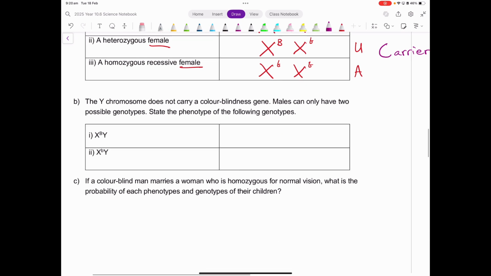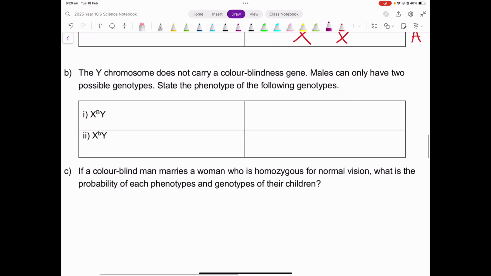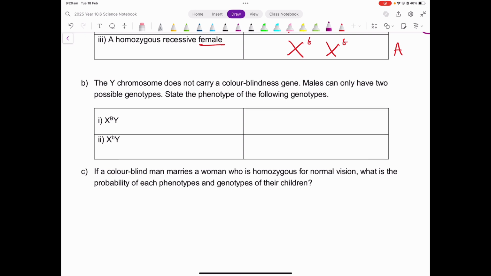So, the Y chromosome does not carry a colour blindness gene. Males can only have 2 possible genotypes. State the phenotype. Okay? There's only 2 genotypes. And again, the reasoning here is either dominant or recessive. They only get 1 copy. So when we look at the dominant allele here, what is going to be the phenotype? What are they going to show? Will they be red-green colourblind or no red-green colour blindness? Great, so we could either write no red-green colour blindness or normal vision.